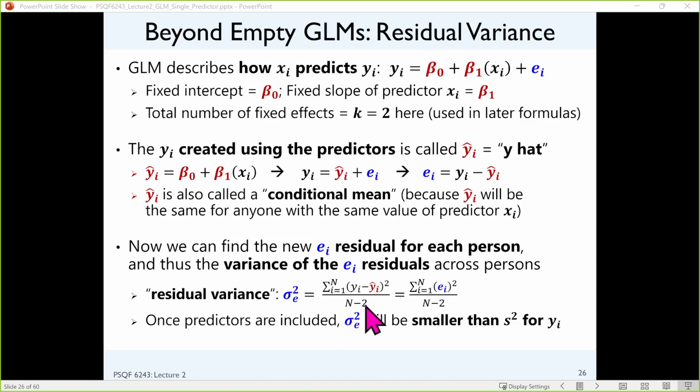And the reason that it's n minus 2 is because in order to figure out what each person's E actually is, we had to already know two things. We had to know what beta 0 is, and we had to know what beta 1 is. So this idea of, okay, how many things did we have to know to be able to do this is going to be called denominator degrees of freedom later on. If you've heard that term before, then that's what I'm talking about. And the key idea is that if X is useful, then the variability of these E residuals should be lower after including it in the model than before.